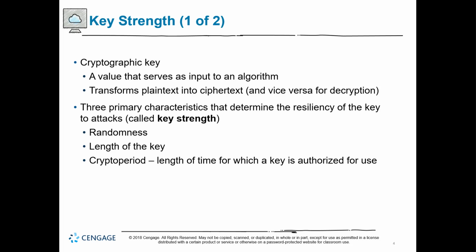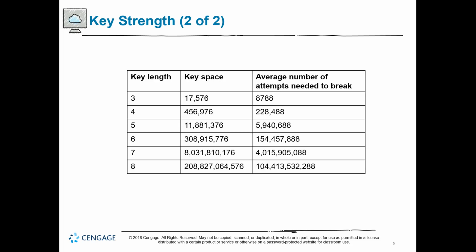Keys have different lengths. Again, that second bullet point, length of key. Also, that length of key has to be able to be randomized. So here we have a key length, 3, 4, 5, 6, and so forth. A key length of 3 has essentially 17,000 and some change key space. That means the average number of attempts needed to break that key space is just under 9,000. And then as the key length increases, so does the number of attempts needed in order to break it.